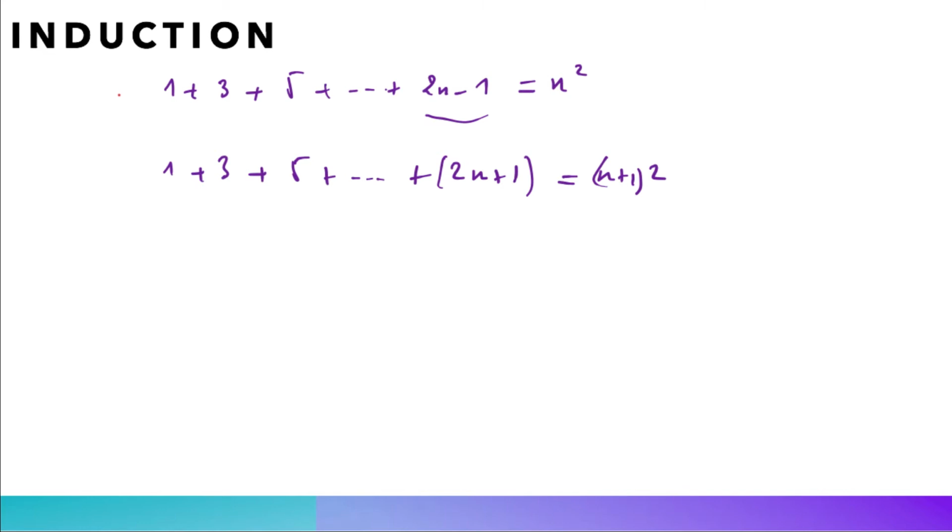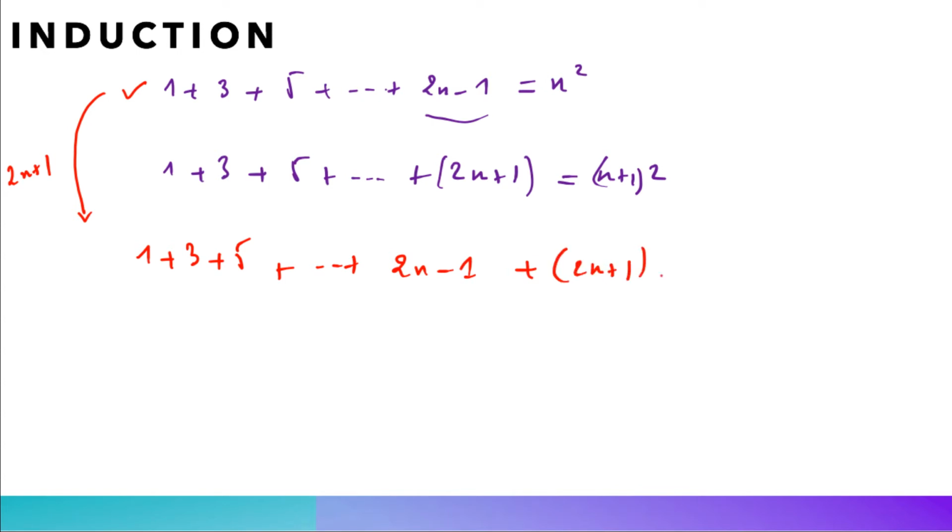Indeed, for our certain integer n, this assertion is true, and if we add to both sides of this equality the number 2n plus 1, one gets the following identity: 1 plus 3 plus 5 plus ... plus 2n minus 1, plus again 2n plus 1, is actually equal to n squared plus 2n plus 1. And this is obviously n plus 1 all squared, which is the next square after n squared. This means that the first assertion implies actually that the second one is true.